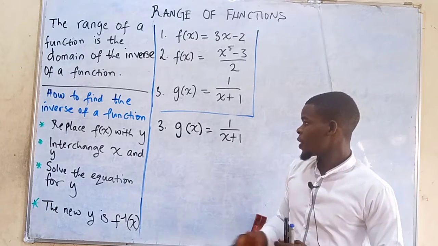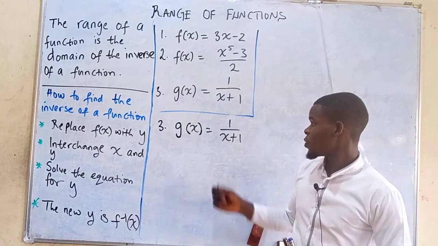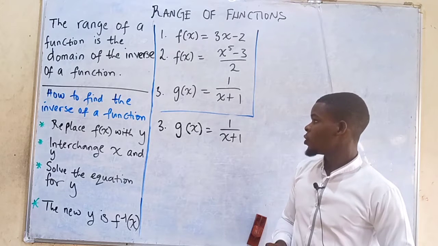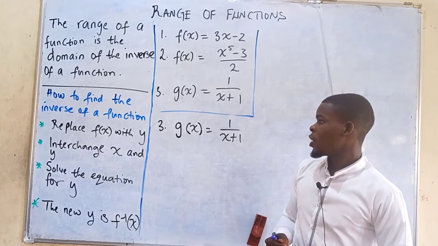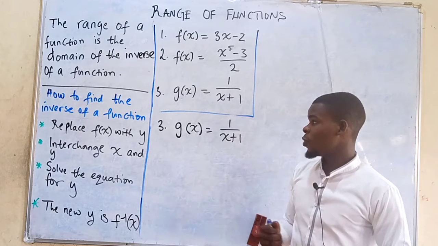Now we want to find the range of this question. g of x is 1 over x plus 1. So to find the range of this function, we need to find the inverse of the function first. Then we find the domain of the inverse.